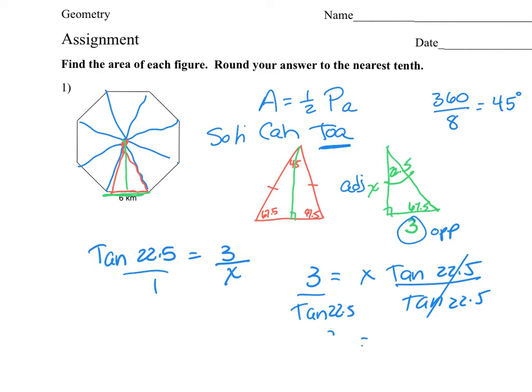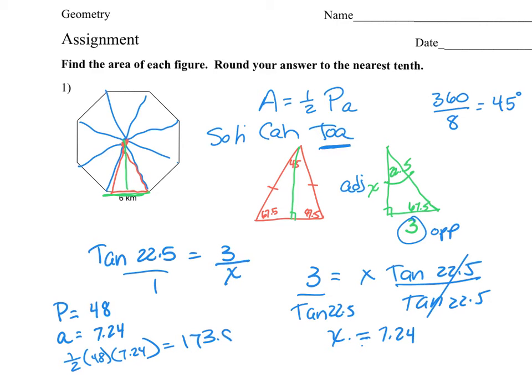So we get that x is 7.24, and that's your apothem. So now we have the perimeter of that figure is 8 sides times 6, which is 48. The apothem is 7.24, round to 2 places, and that's fine with me. And then when you put that into 1/2 perimeter times apothem, you get the area of 173.82, and that is the correct answer.